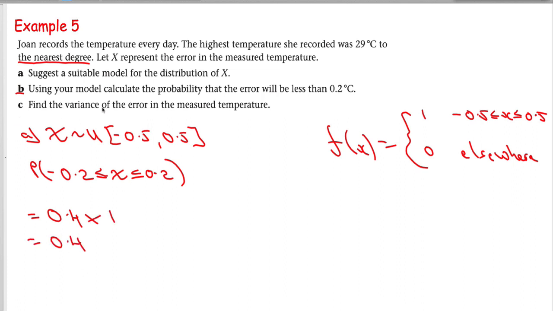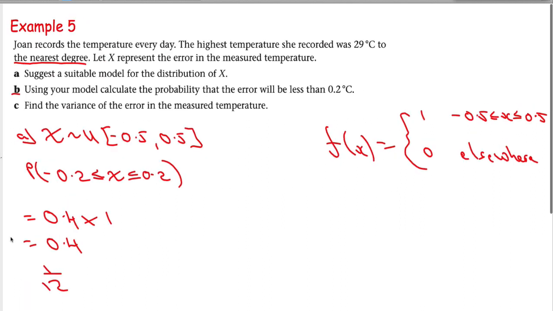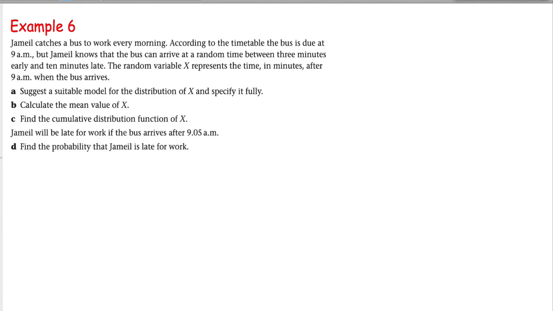And then find the variance of the error in the measured temperature. The variance of the error. Well, the variance is going to be b minus a squared over 12. B minus a is 1, squared over 12, which is 1 over 12. So that's part C there, quite straightforward to work out. I think we've got one more example to go, so let's do this last example before we wrap it up.